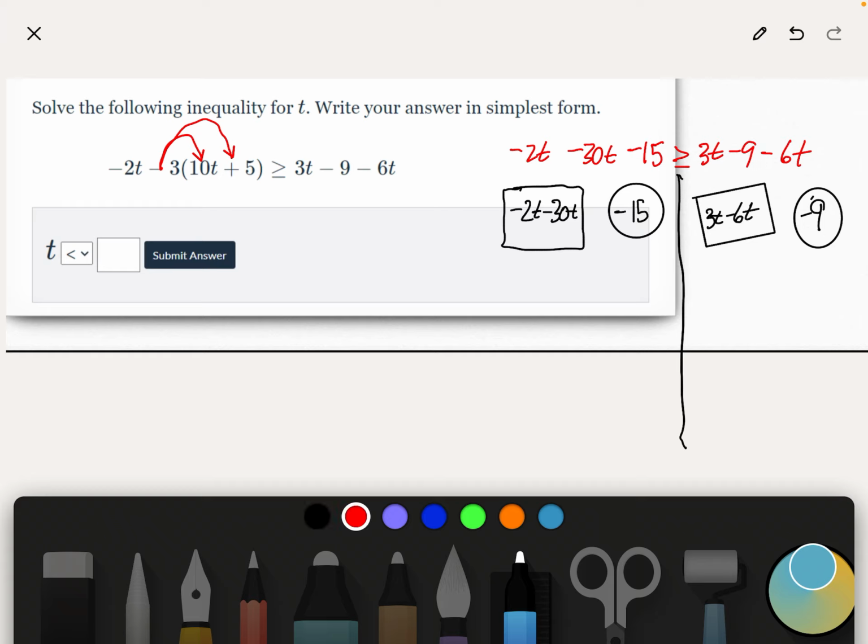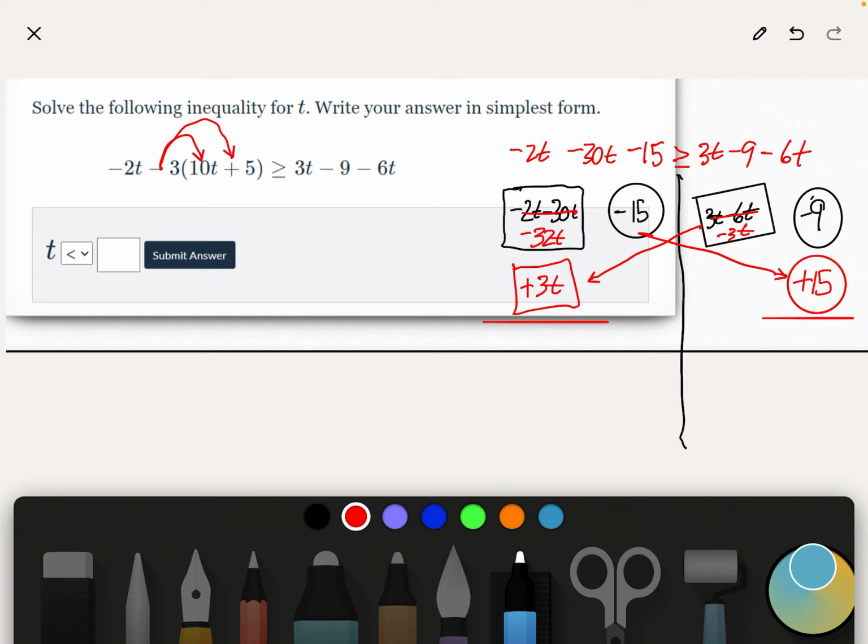We can simplify the stuff in the boxes. So a negative 2t minus 30t is going to be a negative 32t. And 3t minus 6t is going to be a negative 3t. So I just simplified that. Now I'm going to move the boxes with the boxes, the circles with the circles. So I'm going to take this box and bring it across, and that's going to be a plus 3t. Remember, if you cross the line, change the sign. And then I'm going to take this negative 15, move it across, cross the line, change the sign. So this becomes a positive 15.